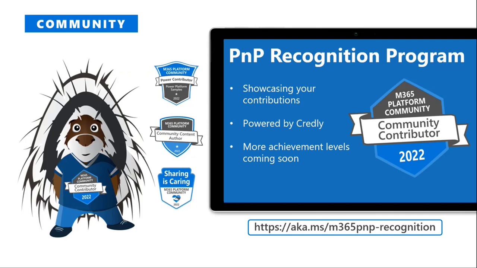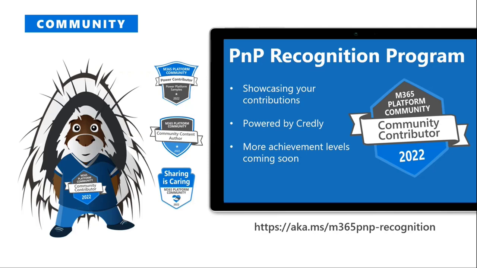aka.ms/m365-recognition. Today's a new day, first day of the month, I should say. So we're going to be processing all those badges from the last month. And we're going to award you all and recognize you. It's a great way to show your managers, your clients, or both that you are making a difference in the community. And it can be associated to your LinkedIn profile. It can be associated to your Twitter account. And you can also put it on the fridge. I know I do, so I can show the family that I actually do something. And everyone will be proud of you. And it's a good way to be recognized.